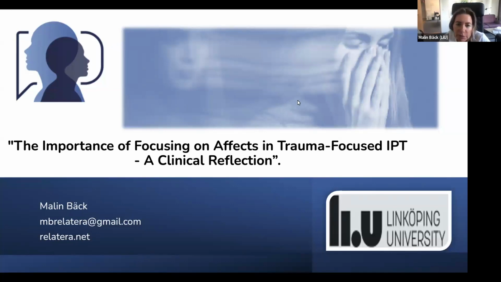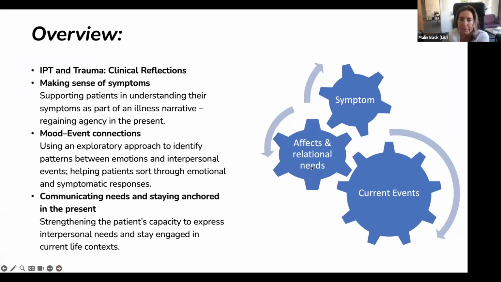But it's also things I have learned from my patients, I think. So I will talk about the importance of focusing on affects in trauma-focused IPT. And the picture here is a modification of our mood event illustration in IPT, where I think that when you talk about mood, it's about symptoms and affects, relational needs, and current event, that we are linking them all the time.